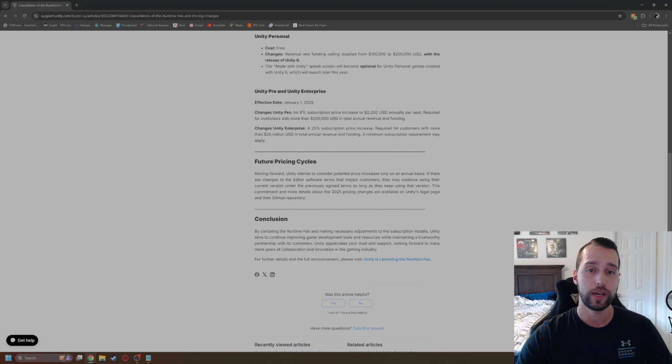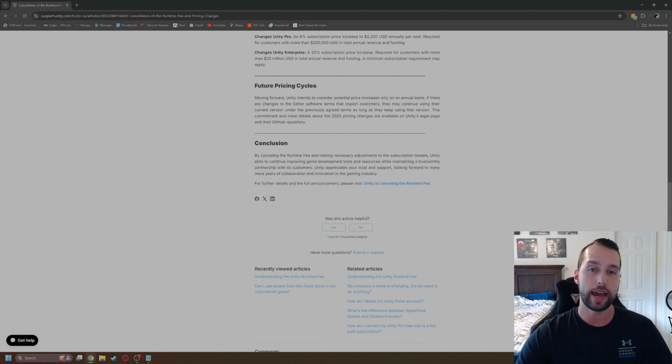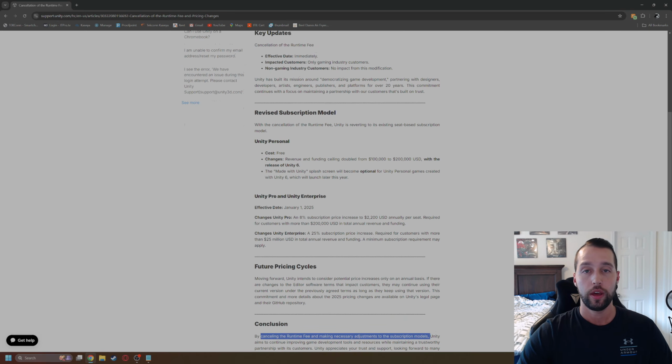So who knows? Yes, it says right here, more details about the 2025 price changes are available on Unity's legal page and their GitHub repository. And so this is exactly what I said right here. So canceling the runtime fee and making necessary adjustments to subscription models, they're able to improve, yada yada, just PR stuff essentially. But now I'm gonna go back to me.